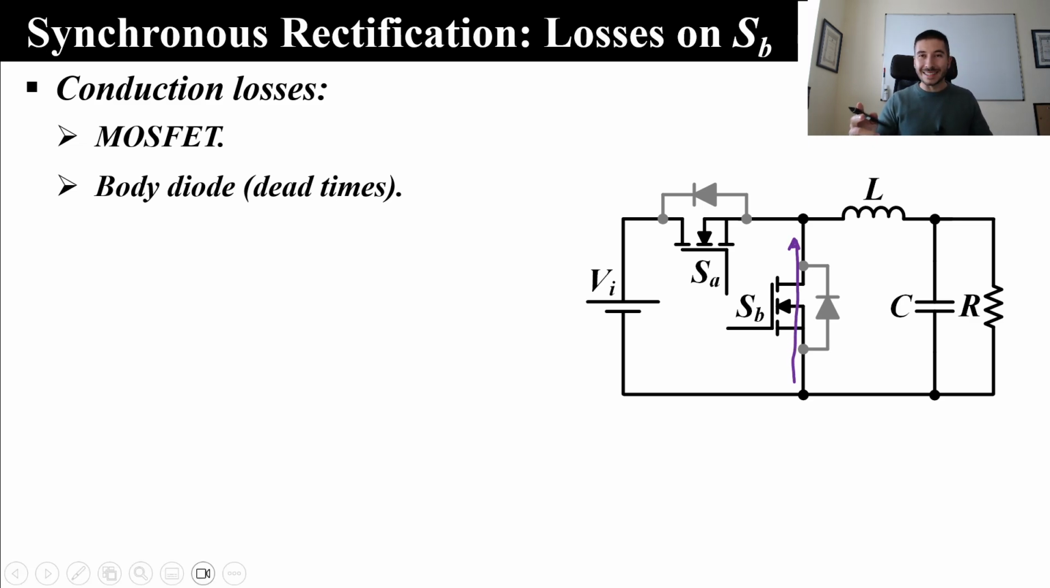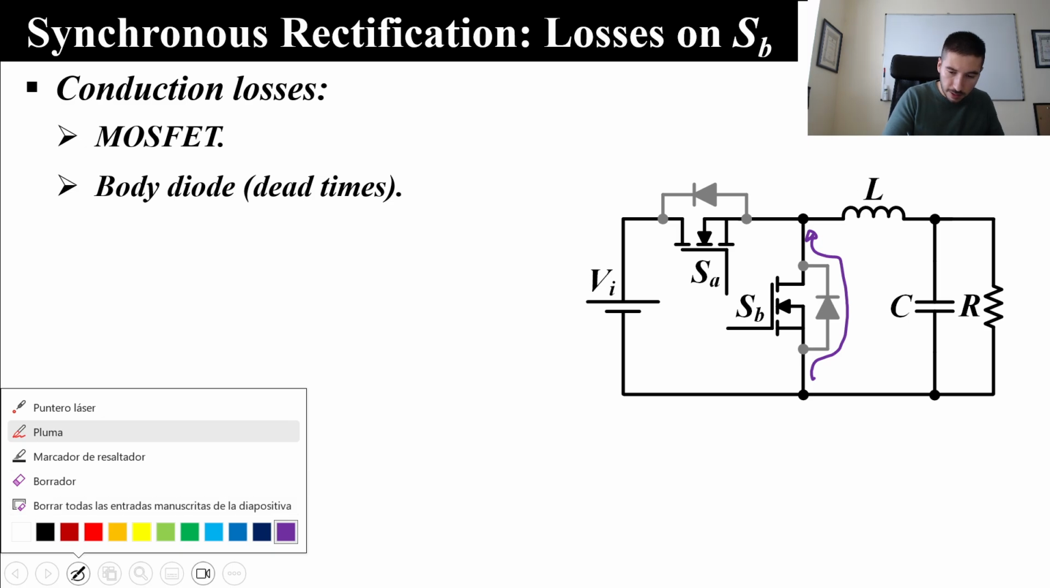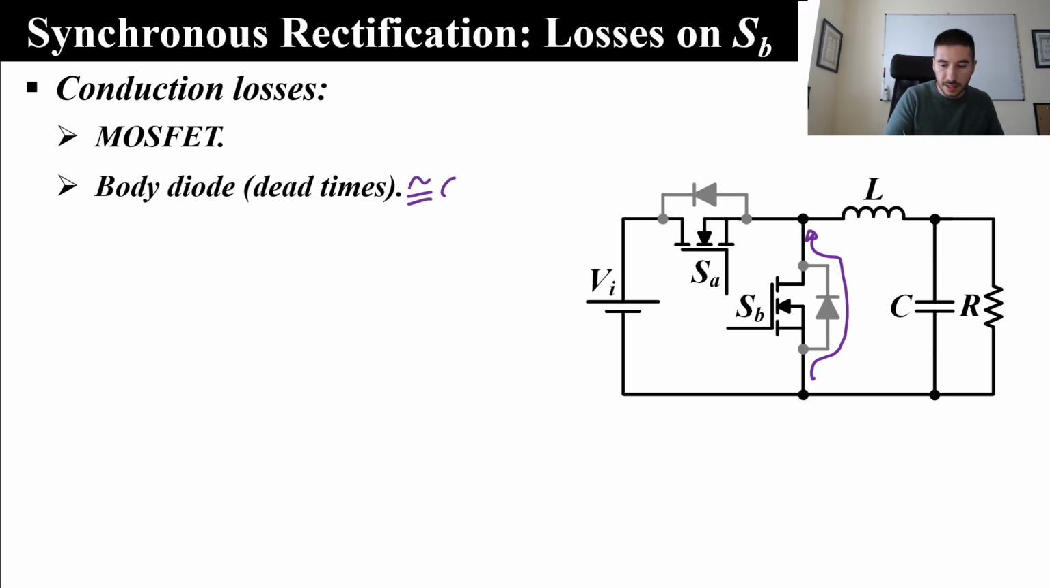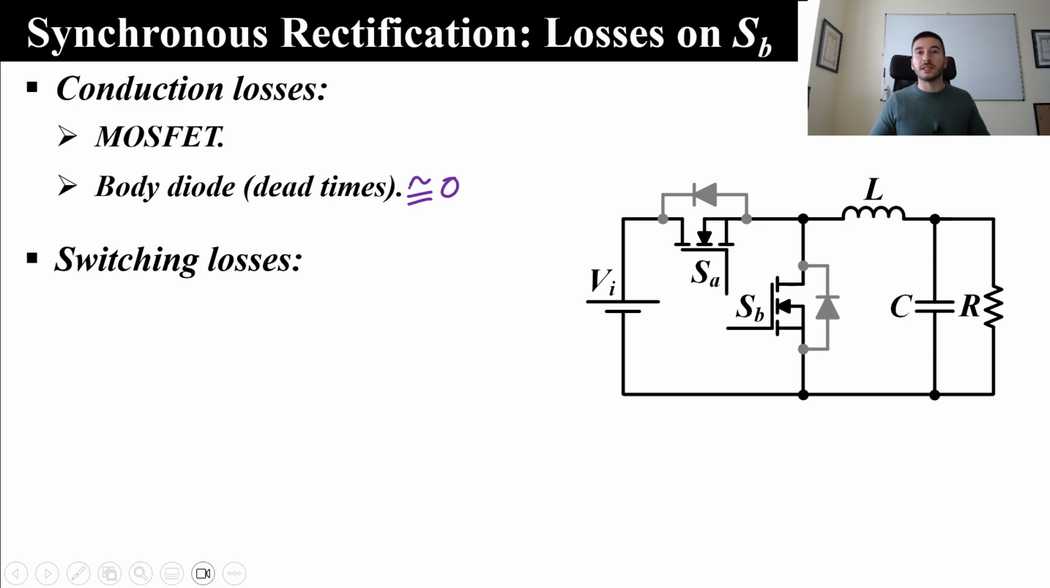But it's true that during dead times the current will flow through the body diode. However, we are going to neglect this kind of power losses because we are going to minimize the dead time. So in this way, we are going to consider that this part is negligible in terms of power losses. What about the switching losses?